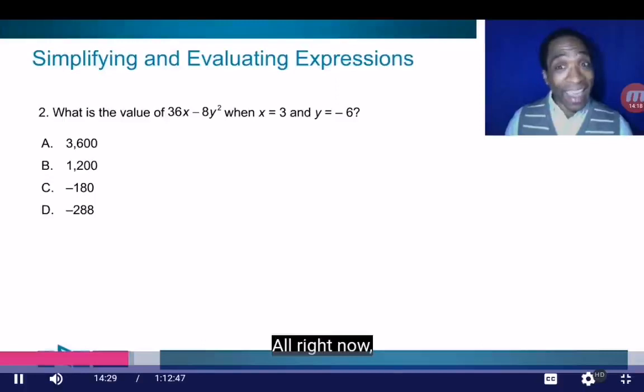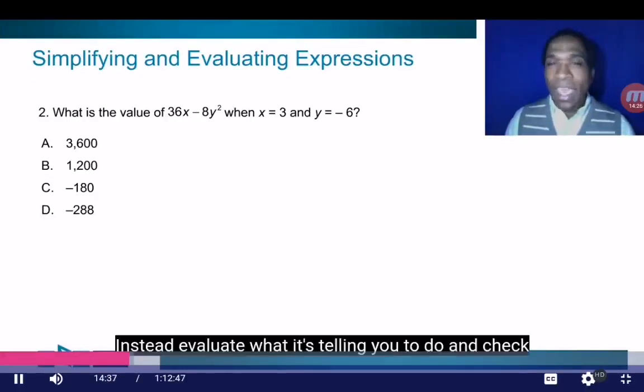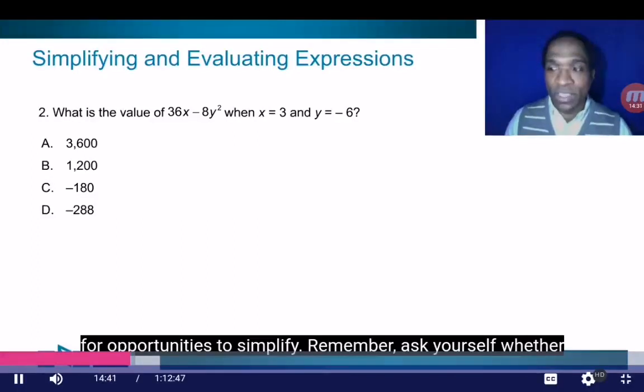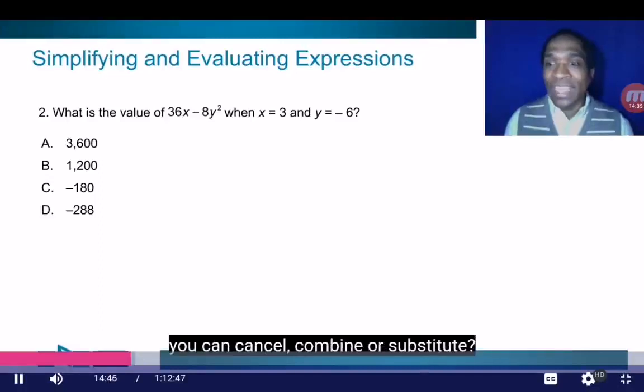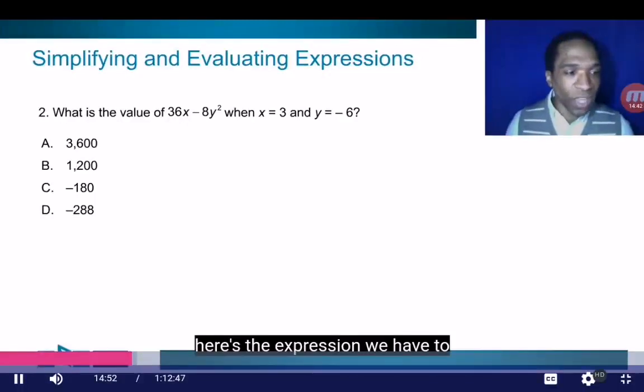All right, now, whenever you see an expression, don't worry about how complicated it is. Instead, evaluate what it's telling you to do and check for opportunities to simplify it. Remember, ask yourself whether you can cancel, combine, or substitute. Now, here's the expression we have to deal with. I'll rectangle this. There it is.